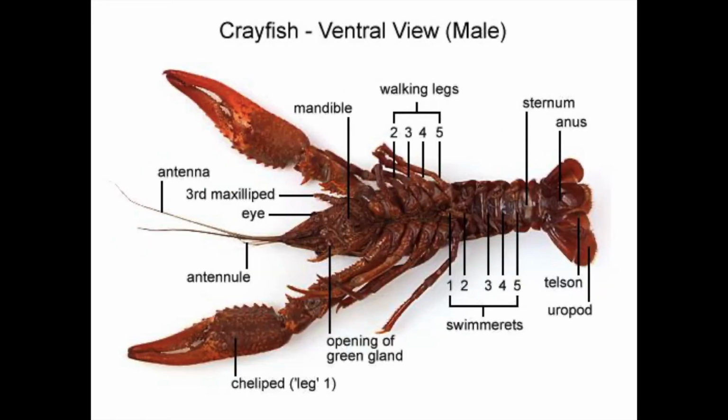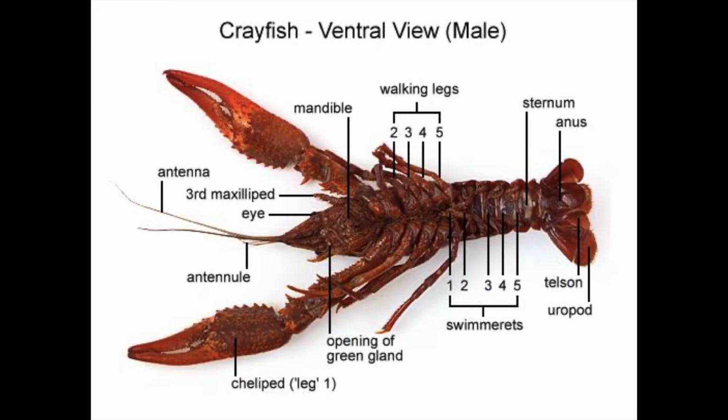Remember, this is the ventral, the belly view. And at this part, we can kind of see the mouth parts a little more. We can see the maxilliped, the mandible. We can see the walking legs a lot better, as well as near the telson and uropod, you have the anus. The anus is actually right on the flipper.